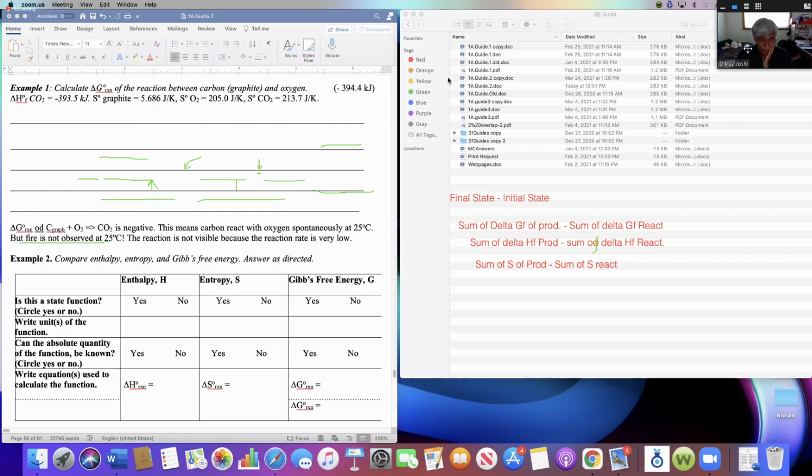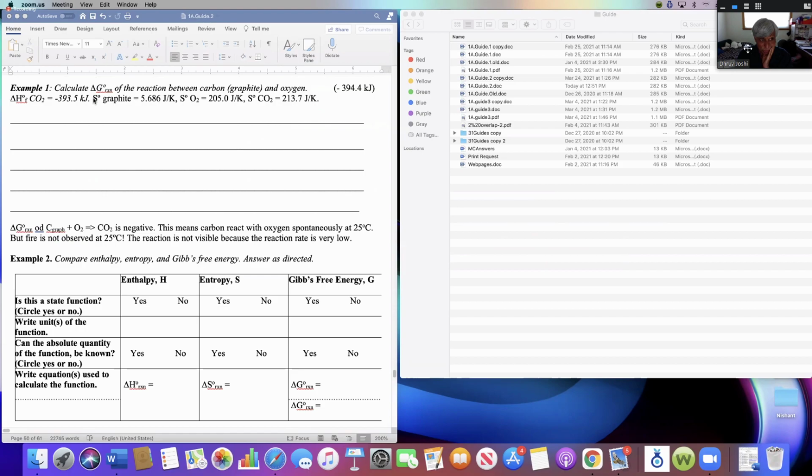Example 1, calculate delta G of the reaction between carbon and oxygen. C plus O2 equals CO2. And this C is graphite. Of course, we are not burning down diamond. C graphite, O2 gas, and formation of carbon dioxide gas.